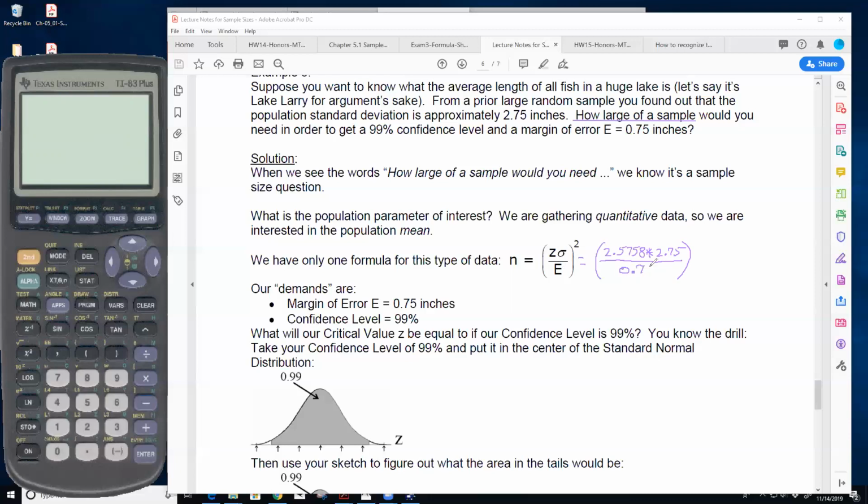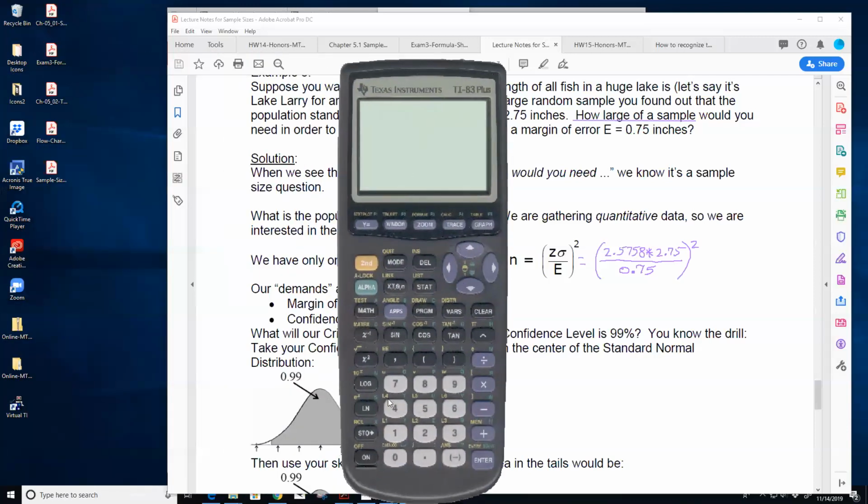So remember, you don't have to worry about converting to decimal because we're not dealing with percentages here. This is inches, so don't go messing with it. And then, of course, that's squared. All right, so there's our work. All we've got to do is enter that into our calculator. So let me move my calculator in closer.